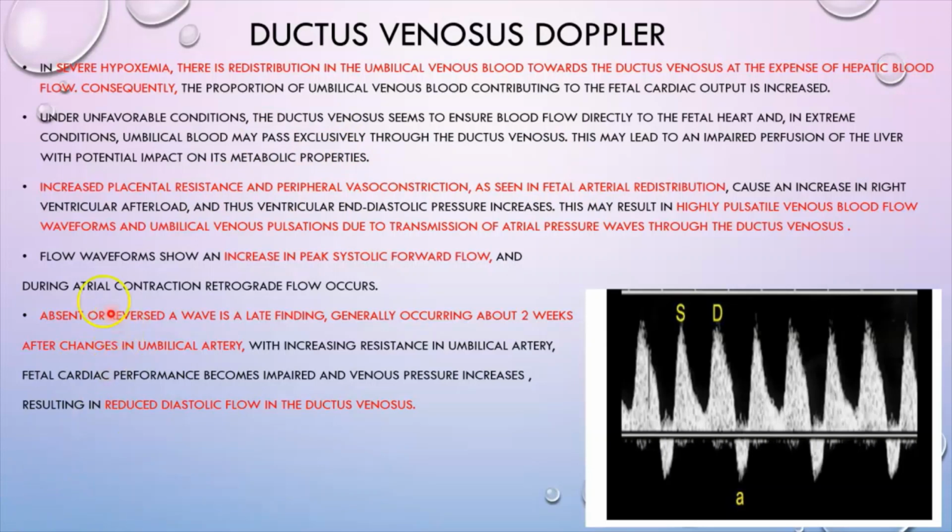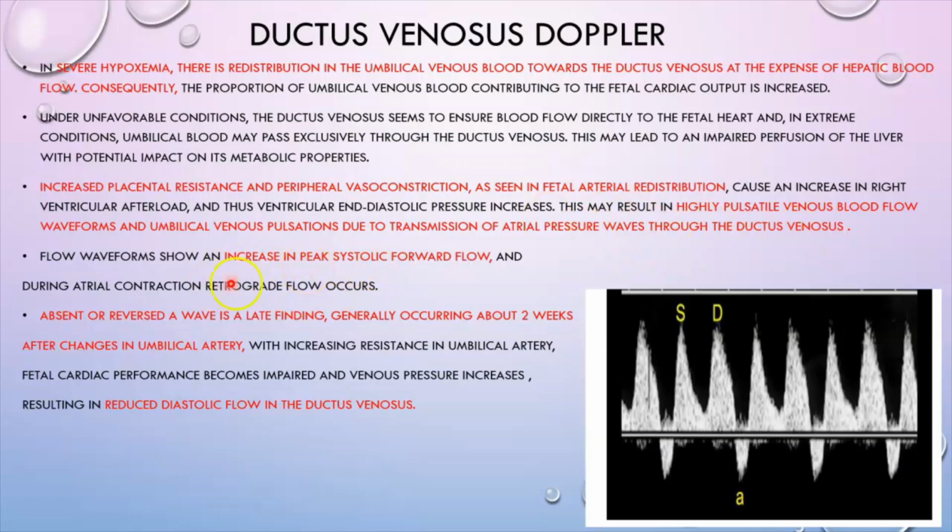On the other hand, you can see that the increased placental resistance and peripheral vasoconstriction which occurs in FGR and is seen in fetal arterial redistribution, it causes an increase in the right ventricular afterload and thus ventricular end diastolic pressure increases. Now this leads to highly pulsatile venous blood flow waveforms and umbilical venous pulsations. Why? Because the arterial pressure gets transmitted through the ductus venosus.